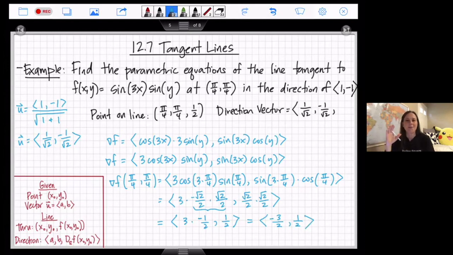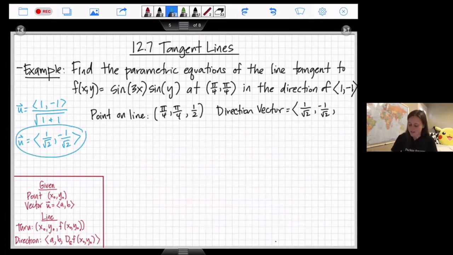Why are we doing this again? We need the directional derivative to fill in this last component. We're almost done. If we can fill in that component of the direction vector, the z component, with this directional derivative, I need to take the dot product of this vector, -3/2, 1/2, with our unit vector. So we need to take our gradient vector dotted with our unit vector. Our gradient vector was -3/2, 1/2. And our unit vector is over there, 1/√2, -1/√2. And we will multiply component-wise and add.